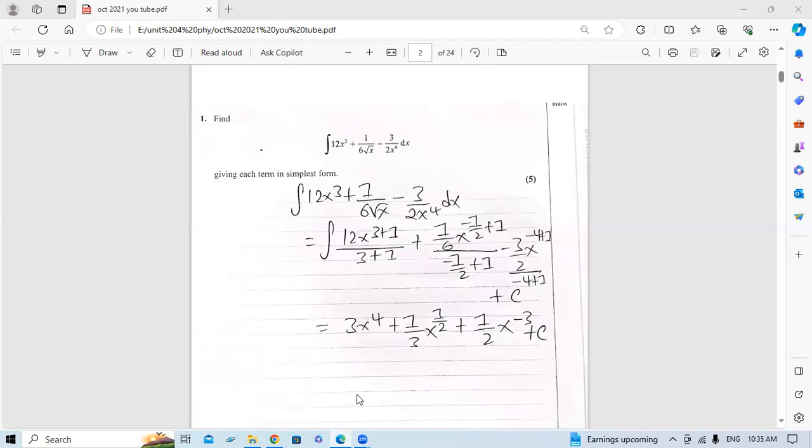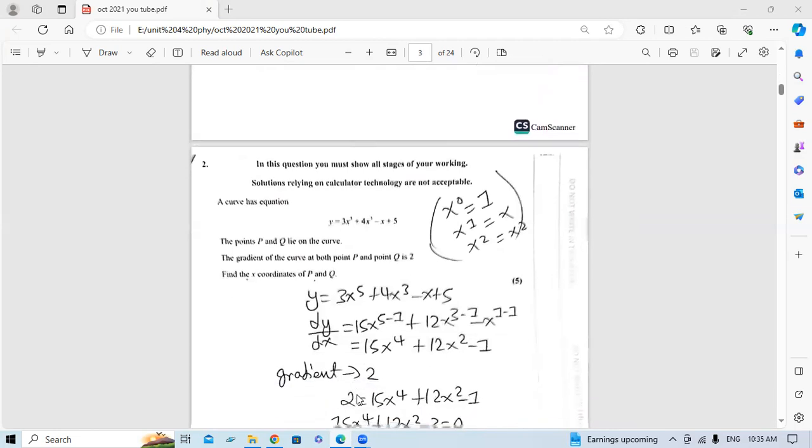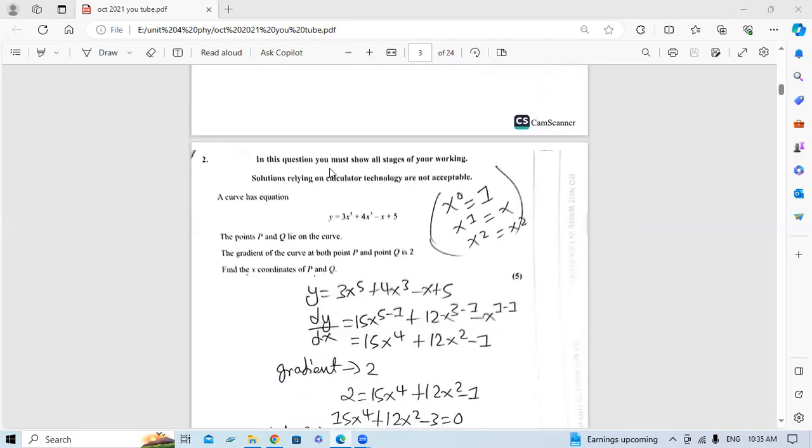So let's move on to question number 2. In this question, you must show all stages of your working. Solutions relying on calculator technology are not acceptable.